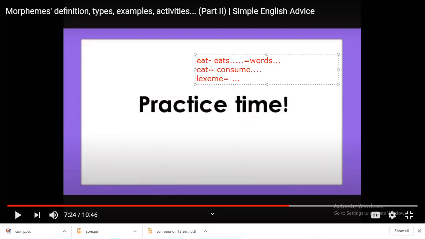But if you use consume, it's not a demand of grammar. You want to use another, different lexeme with a different feeling or perception in the mind of listeners or readers.